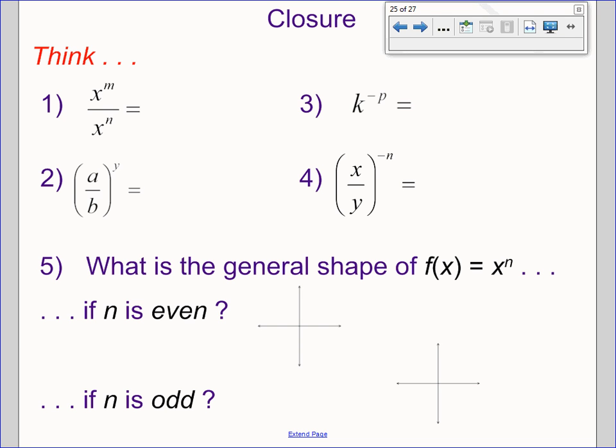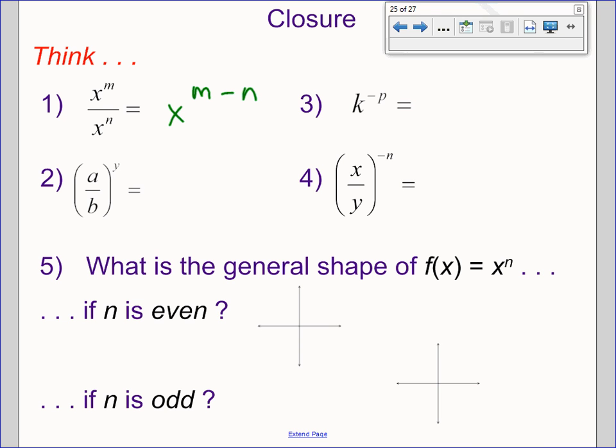Okay, let's rewrite number 1 as a single power. Please share your response with the class when I call on you. Number 1, Luke. X to the m minus n. Nice job. Raise your hand if you have the same as Luke. X to the m minus n. We subtract top exponent minus bottom exponent. Good job.